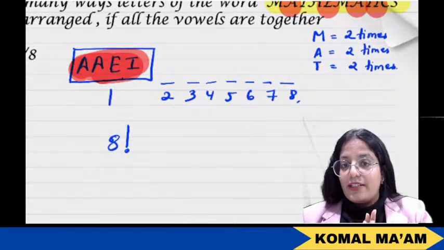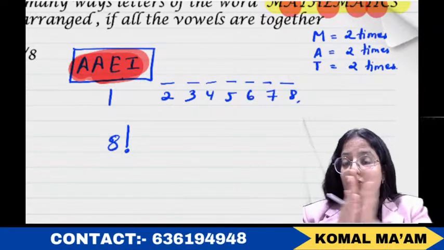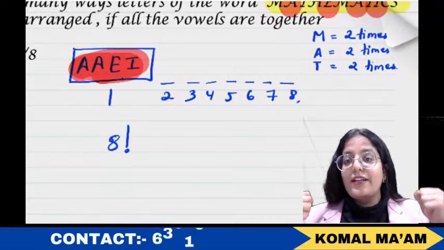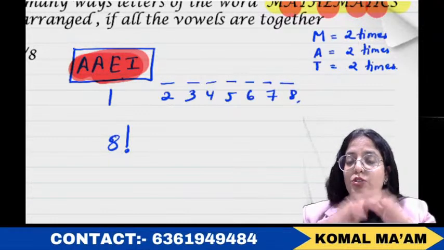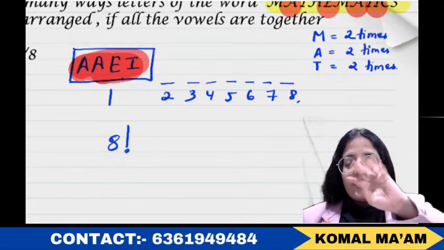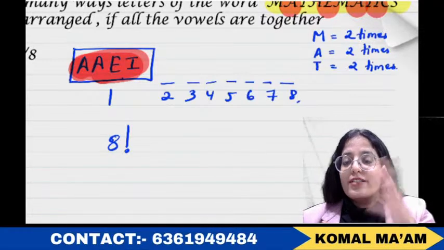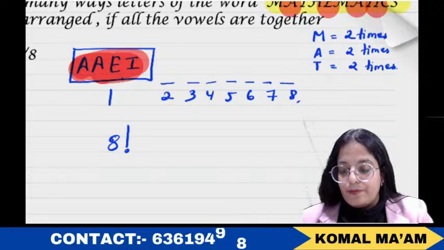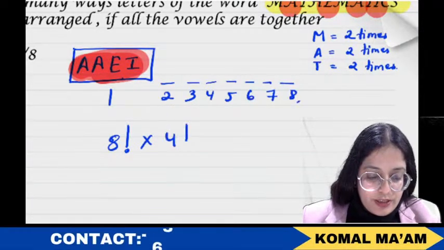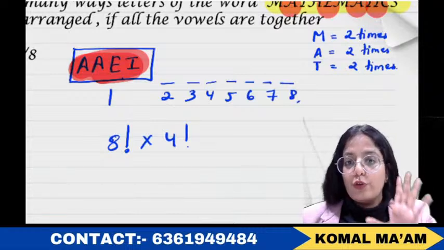They haven't said that the vowels should be in this order. They just said that vowels should be together. So internally they can shuffle among themselves. There are 4 letters. They could shuffle among themselves in 4 factorial ways, right? So we'll just multiply it: 8 factorial into 4 factorial.